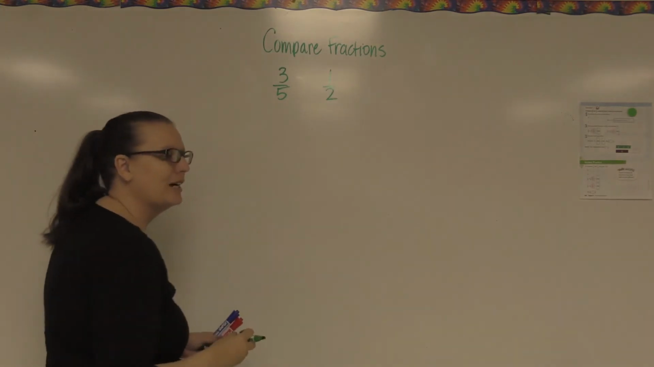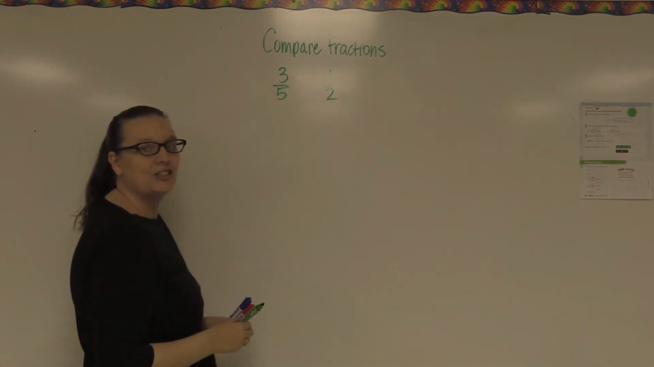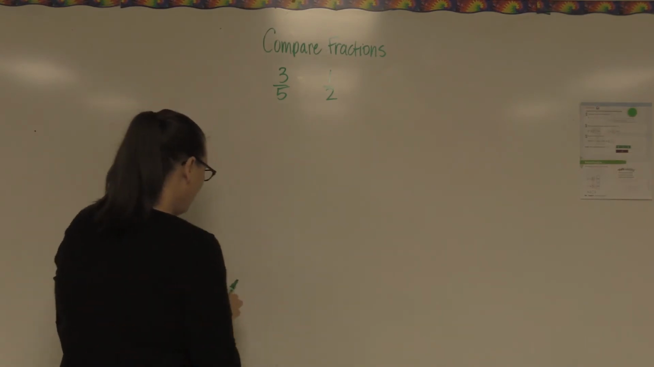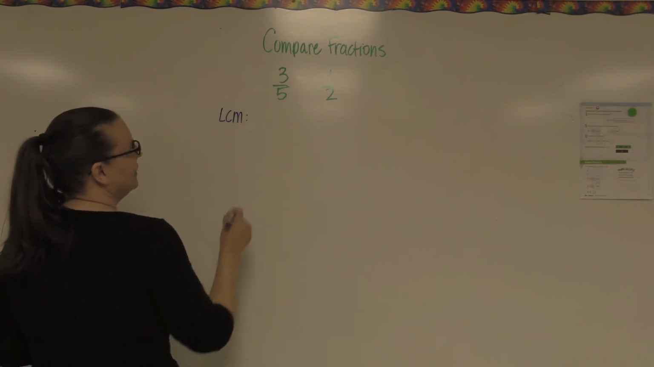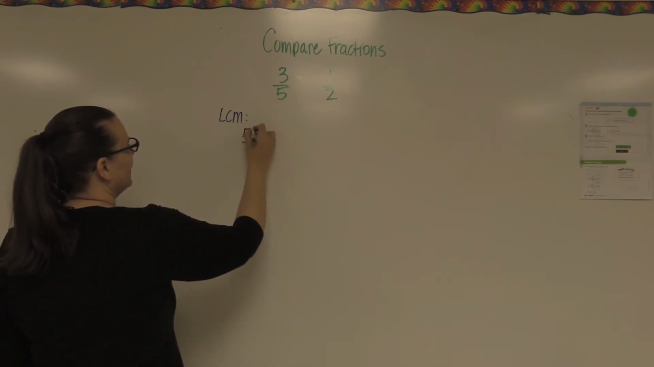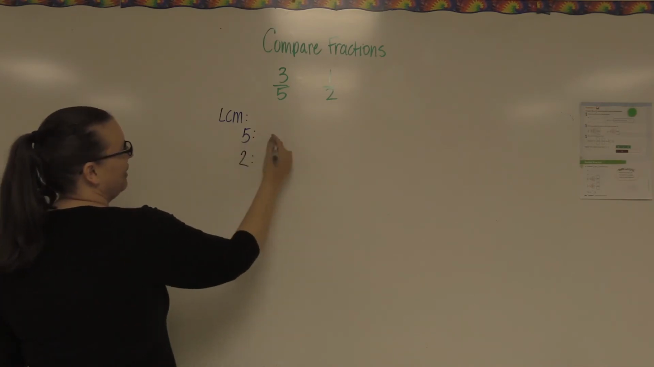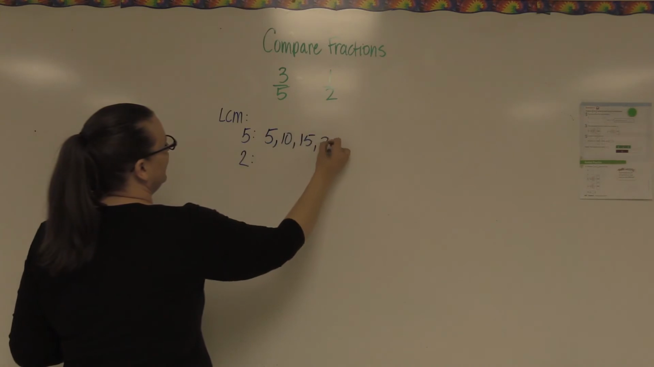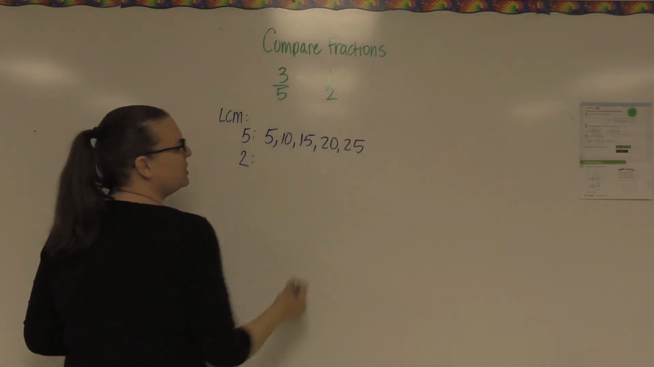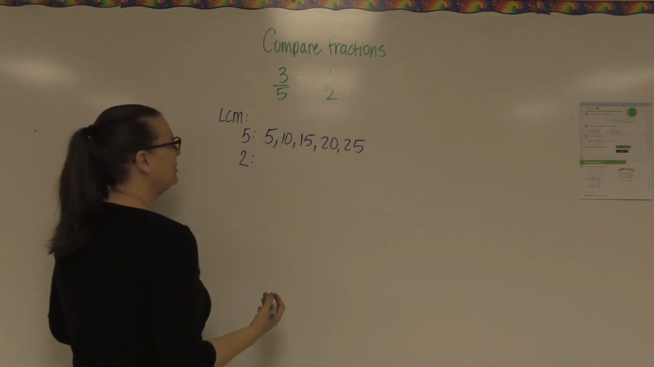So to compare fractions, we have to find a common denominator, something that they share. So the first way we learned how to do that was with least common multiple. We're going to list the multiples of each number. So that means we're counting by 5s here. 5, 10, 15, 20. I usually only do about 5 of them. Normally you can find it within that, but you can keep going as far as you need to.